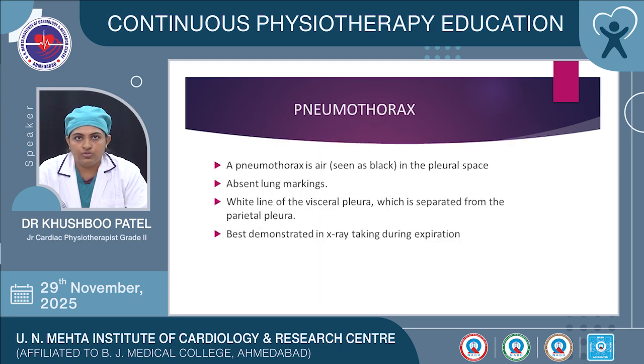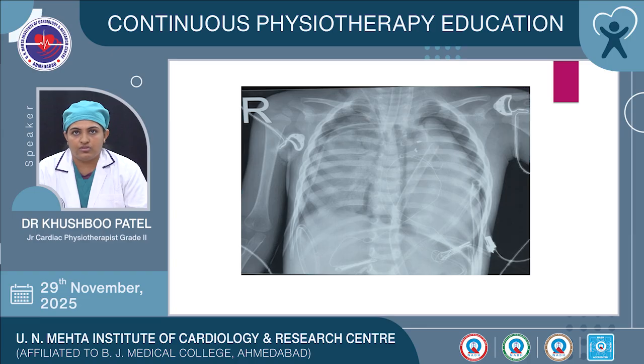Now we discuss pneumothorax. A pneumothorax is air seen as black in the pleural space, with absent lung markings and a white line of the visceral pleura which is separated from the parietal pleura. It is best demonstrated in an X-ray taken during expiration.